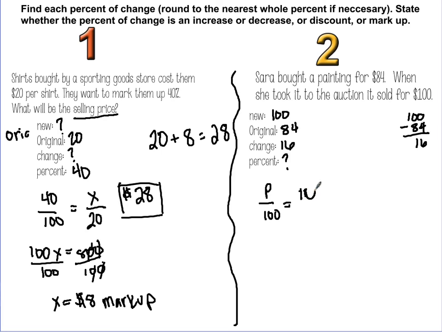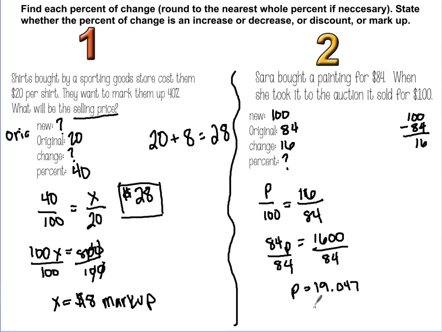All right, so I have the percent over 100 is equal to the change, which is 16, over the original, which was 84. So I have 84 times P is equal to 1,600. I divide both sides by 84. And I'm left with P is equal to, and I get a number that's about 19 and 47 thousandths. It goes on from there. So I'm going to round it and say that P is equal to about 19%. Since the price went up, it was a 19% increase in price.